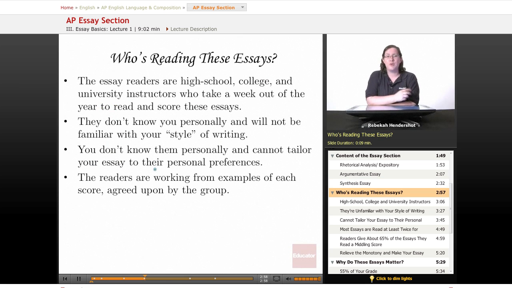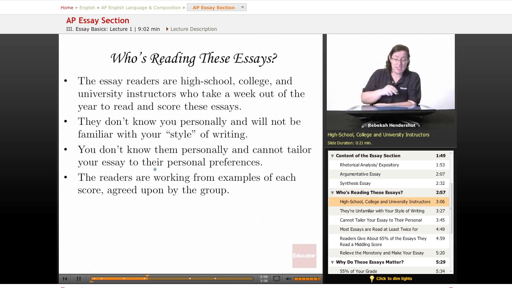All right. So who's reading these essays? Who are you writing for? One of the things you're always told in writing class is know your audience. Who is your audience? Well, I will tell you. These essay readers are high school, college, and university instructors who take a week out of the year to read and score these essays. So basically, these are people who teach writing in some way for a living, and they're taking a week of their time to sit in a small room and read essay after essay after essay after essay. Keep that in mind. I'll come back to it.